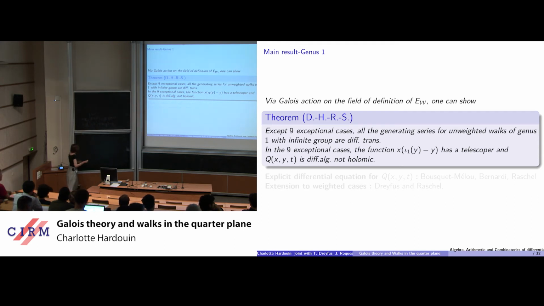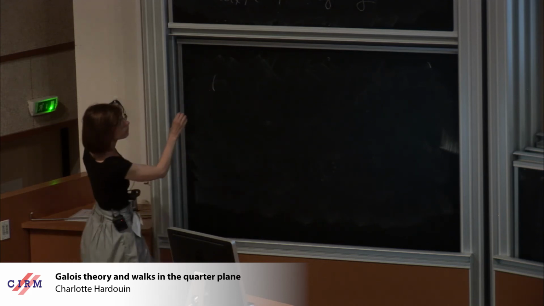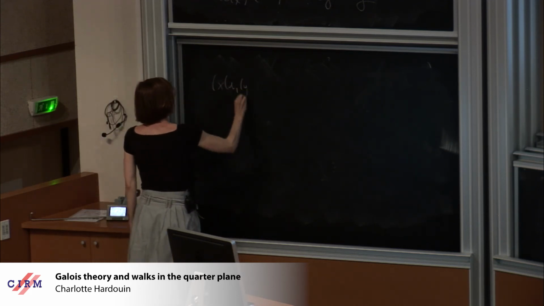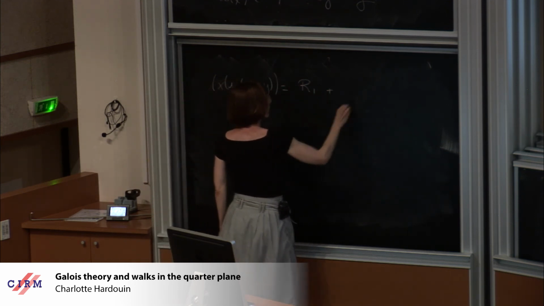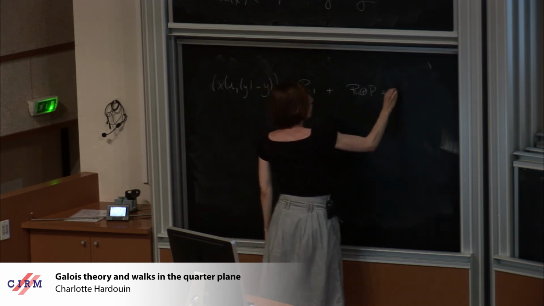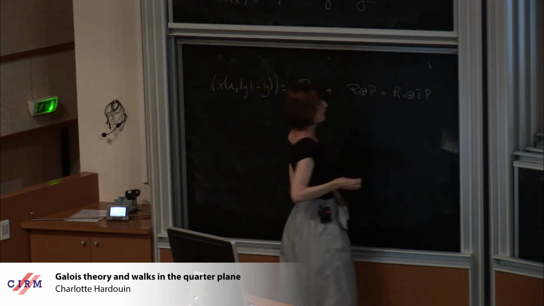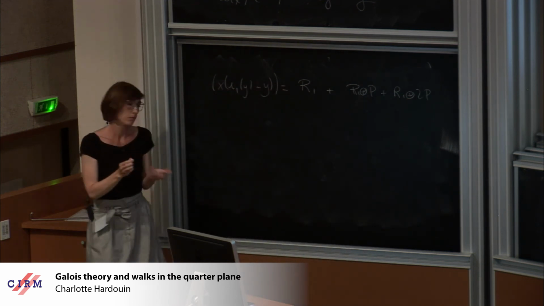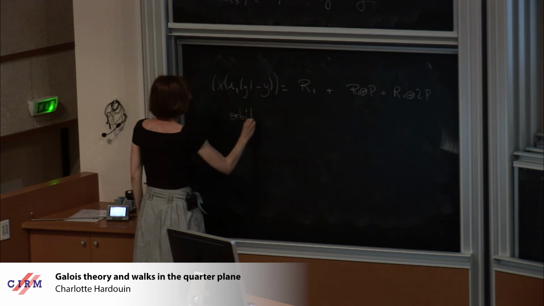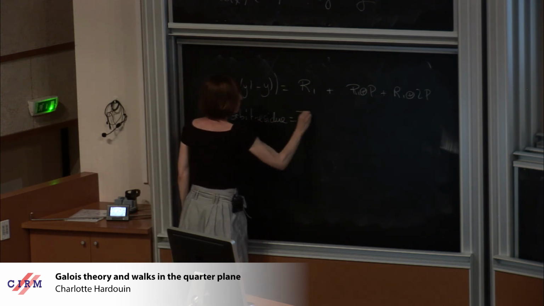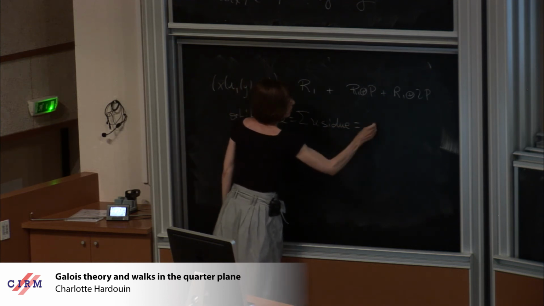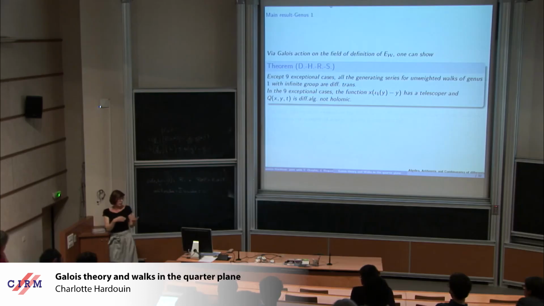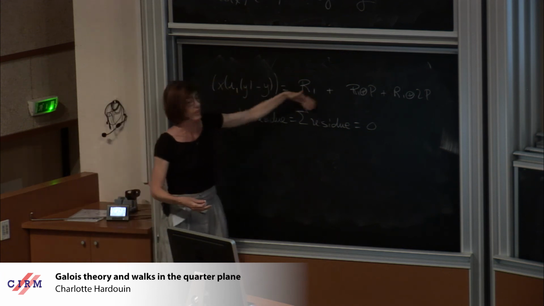So just as an example of what can happen in those 9 exceptional cases, in one case, the divisor of the function we are interested in is very simple. It has only simple poles that are all on the same orbit. So the orbit residue is just the sum of the residues. And we know it is 0. So we have studied these 9 exceptional cases by just doing this kind of computation.